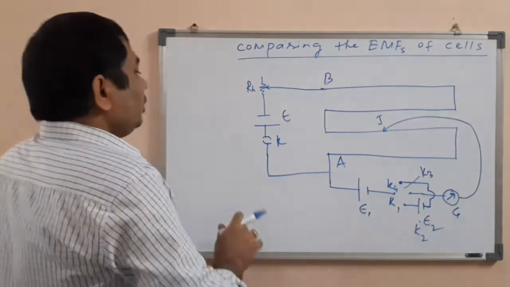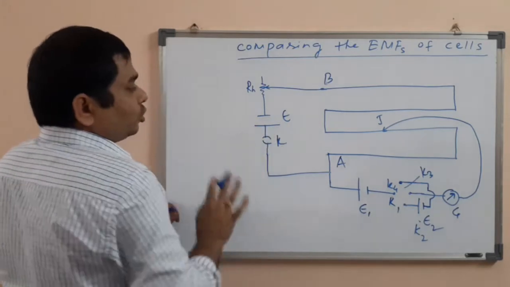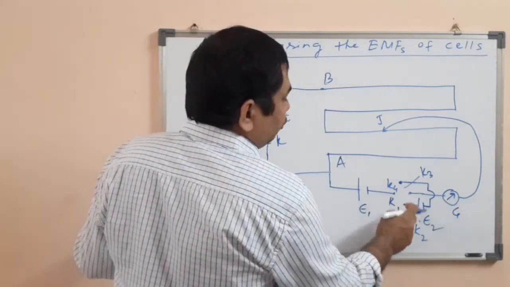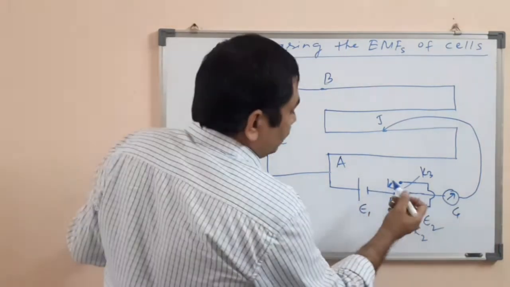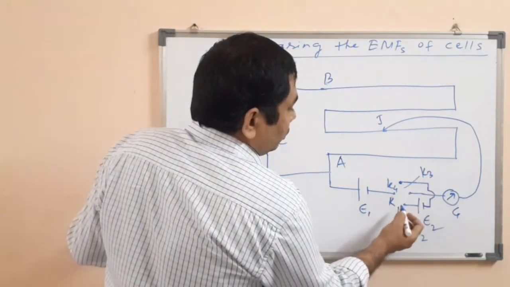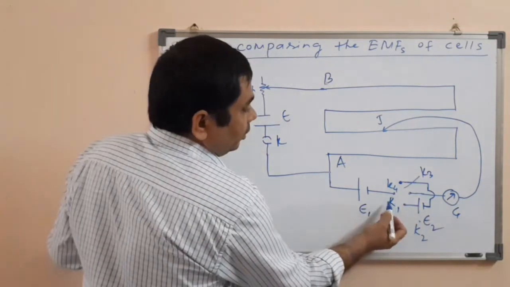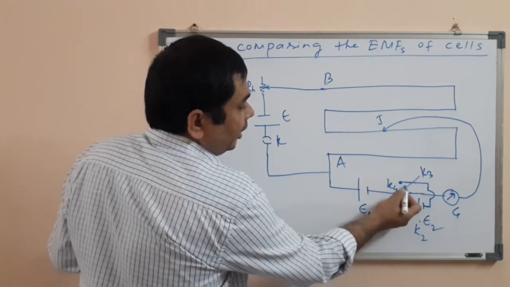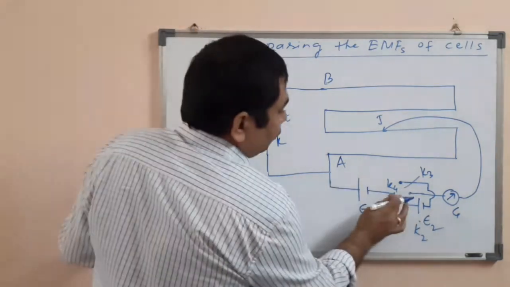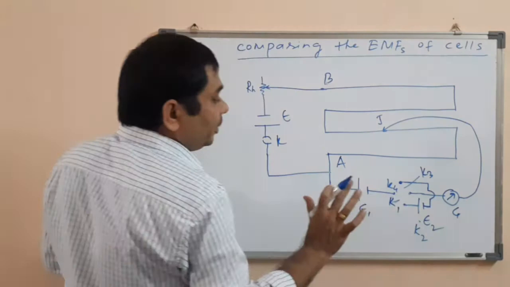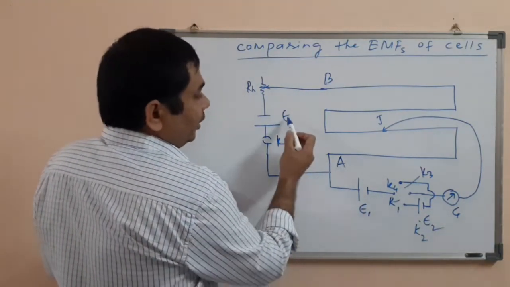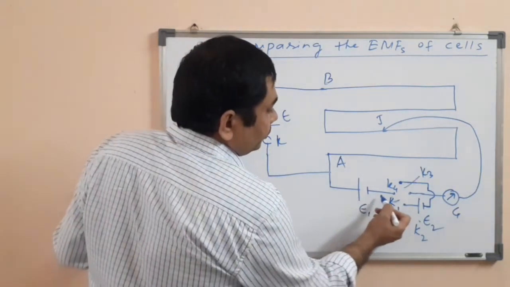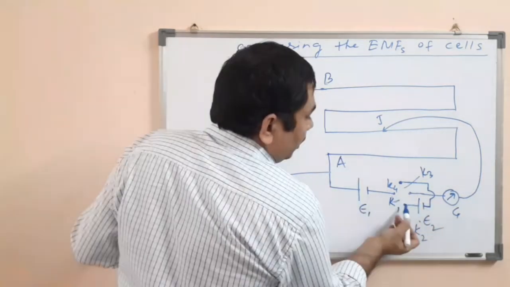Okay. Now first this key K is closed, and then in this four-way key, what we will do is we will first close these keys K1 and K3. See, K1 this one and K3. So what will happen if we are closing this? Then what will be there in the circuit? This E will be there because we have closed K. Then this E1 will be there.